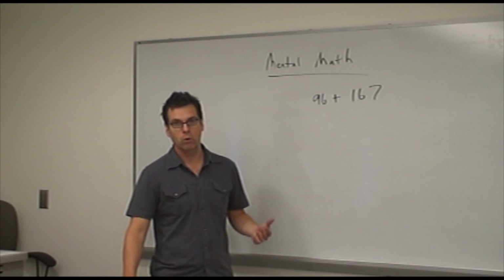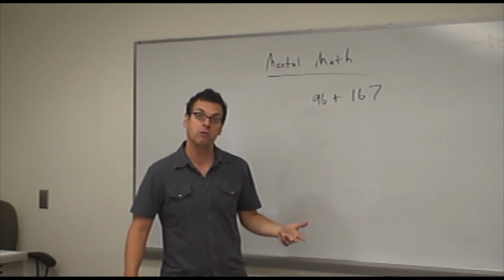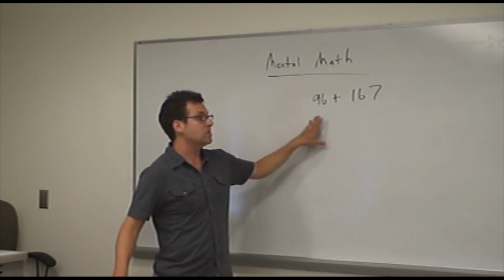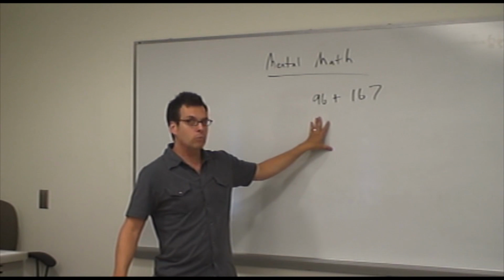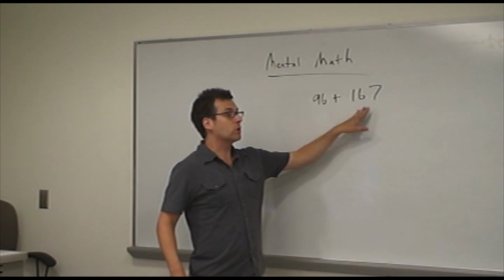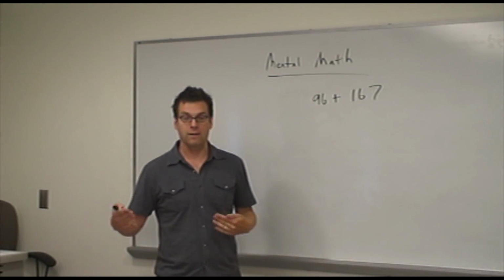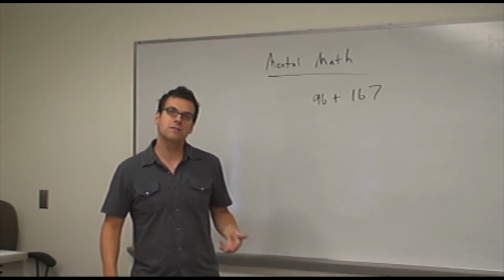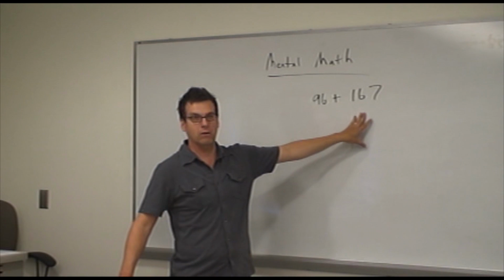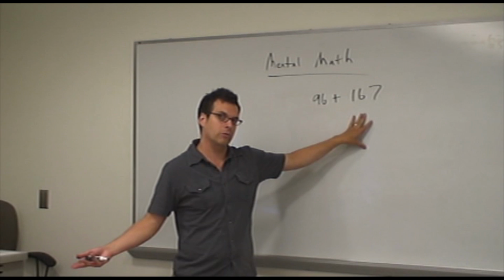And we can ensure that we won't have to regroup if we were adding 100 as opposed to 96. So if we were to change this number 96 into 100, well, we can't just go around changing numbers into anything we like. We have to compensate by also doing something to 167, which would create, again, an equivalent problem. So the question is, how do we compensate? If we were to change the 96 into 100, what would we have to do to the 167 to obtain an equivalent problem?